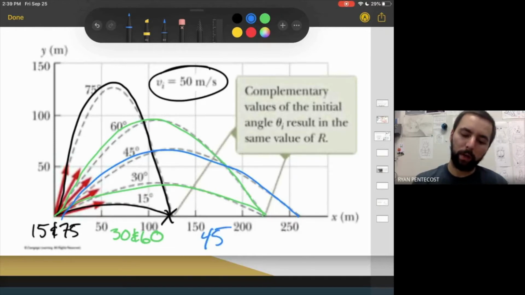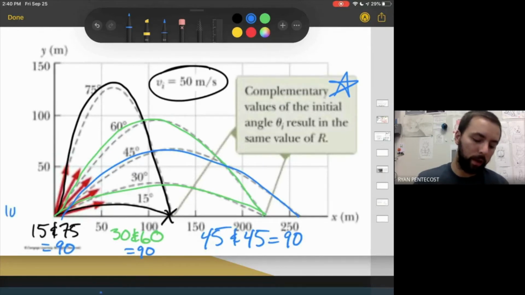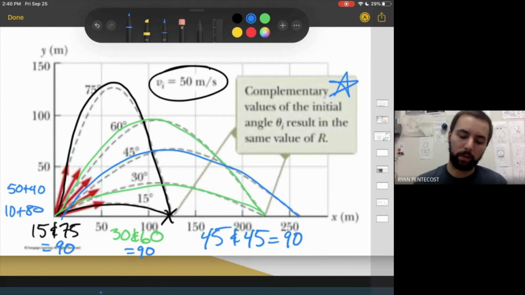So what are the similarities here? Well, complementary values of the initial angle theta result in the same value of r. That basically means if they add up to 90, they will have the exact same distance. So 45 and 45, that adds up to 90, right? Those are the only angles that maximize distance. 30 and 60, that equals 90. 15 and 75, that equals 90. If you had 10 and 80, those would also reach the exact same distance. If you had 50 and 40, those would have the exact same distance.